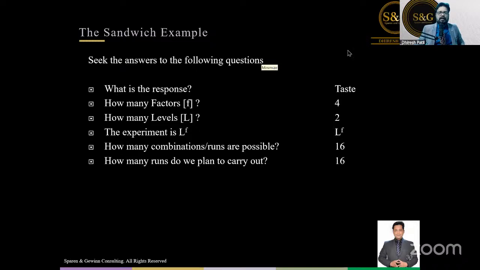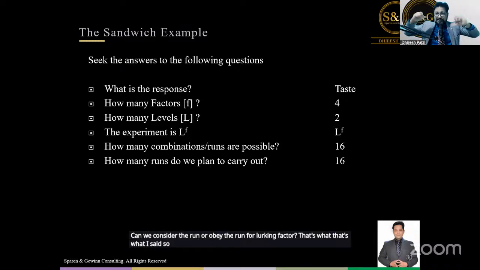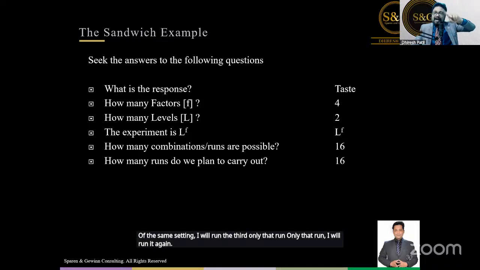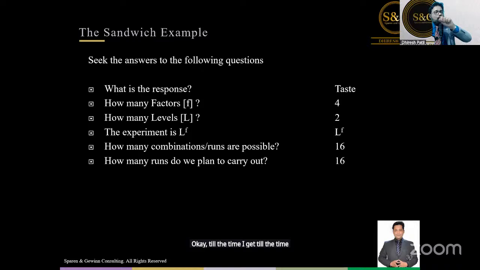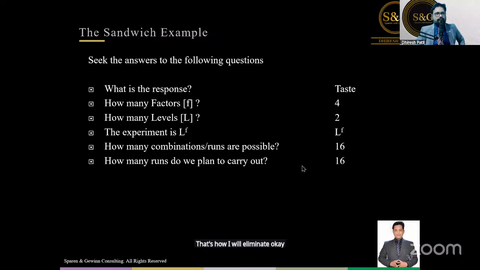Can we consider the run for the lurking factor? That's what I said. If there is a huge difference between the two outputs of the same setting, I will run that run again, a third time, until I get two similar or close outputs. Then I will eliminate the outlier so that the lurking factor gets eliminated. That's how I will eliminate it. Okay, clear?